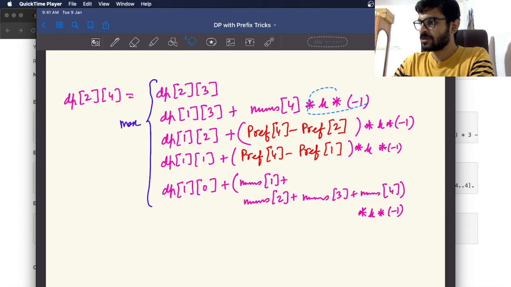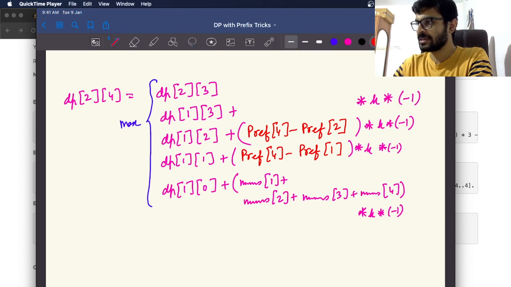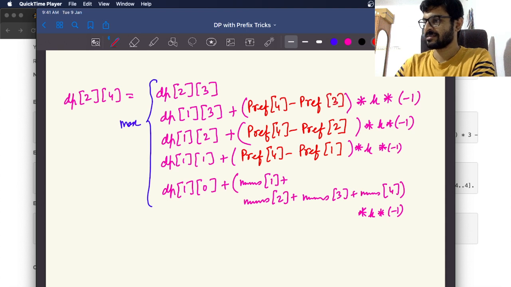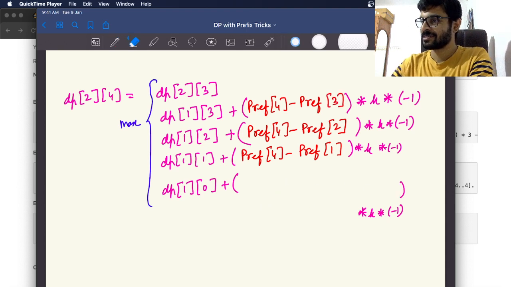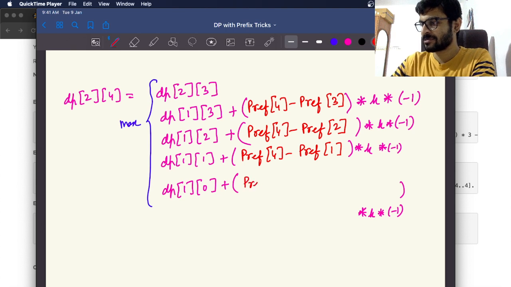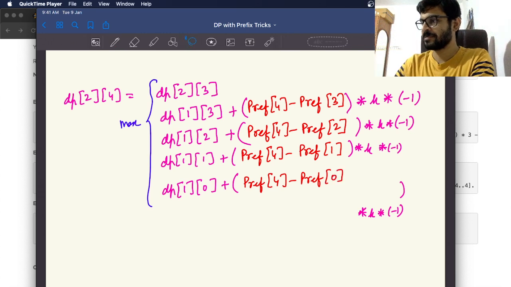Then the next one over there, you can also say the same thing. Nums 4, you can basically say the same thing. Prefix of 4 minus prefix of 3. And similarly, the last one will also be similar. Prefix of 4 minus prefix of 0. That means all the elements being added.